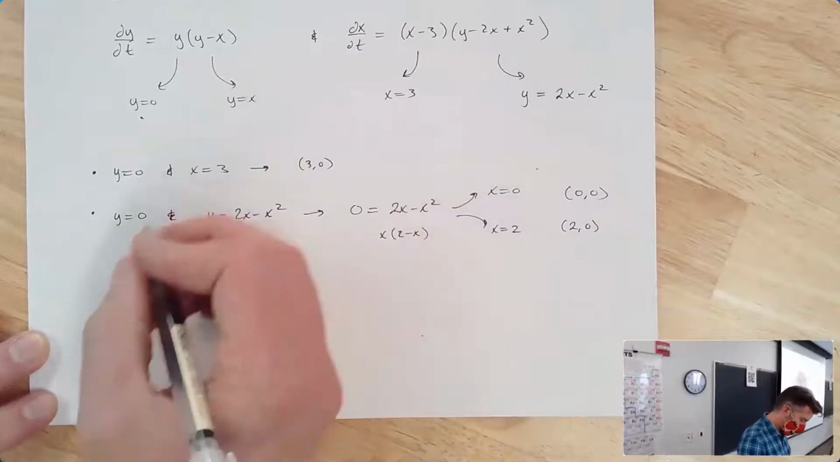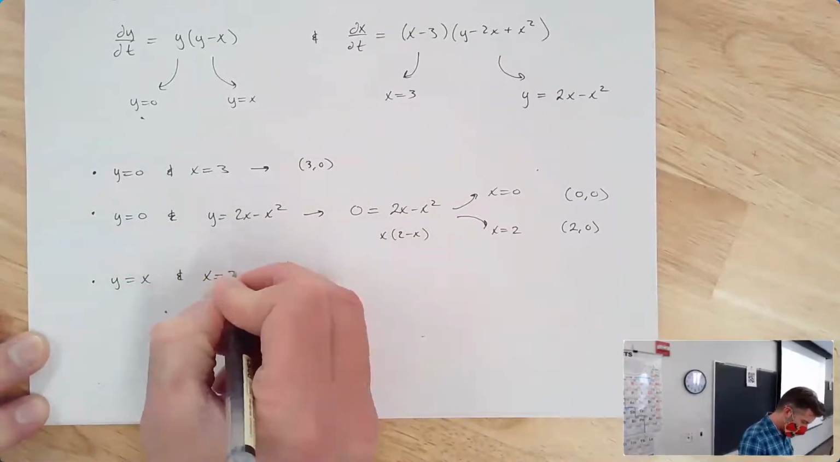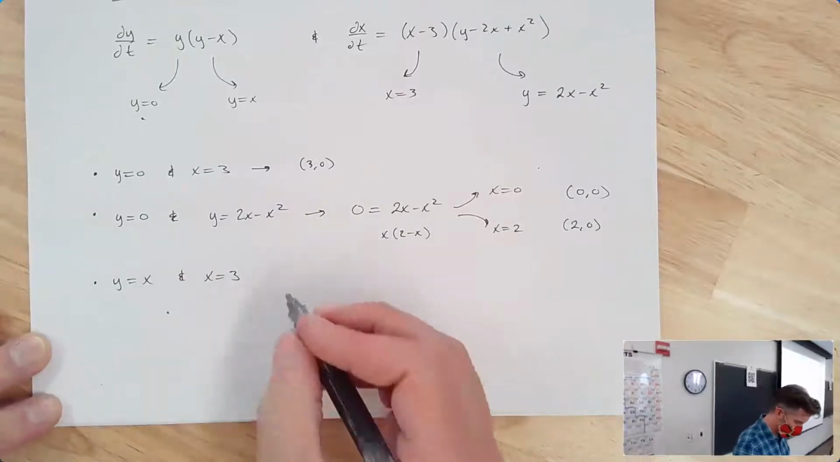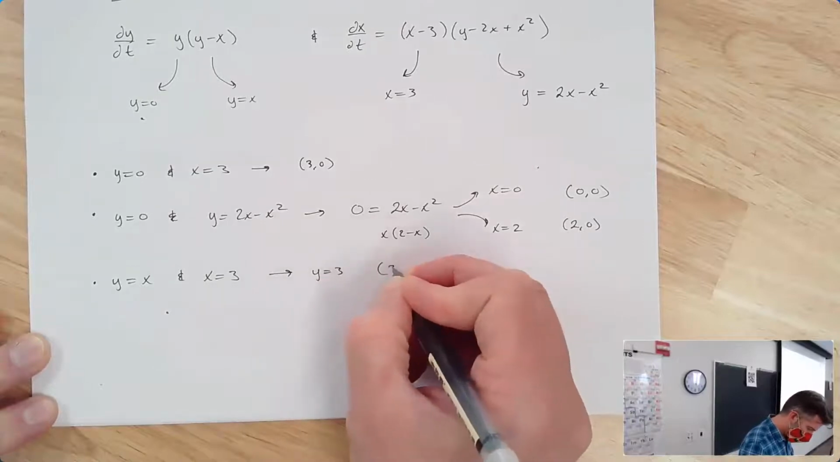But we can also have y equals x. So you can have y equals x and x equals 3. Well, if x equals 3, y has to be 3. So we get the point 3, 3.